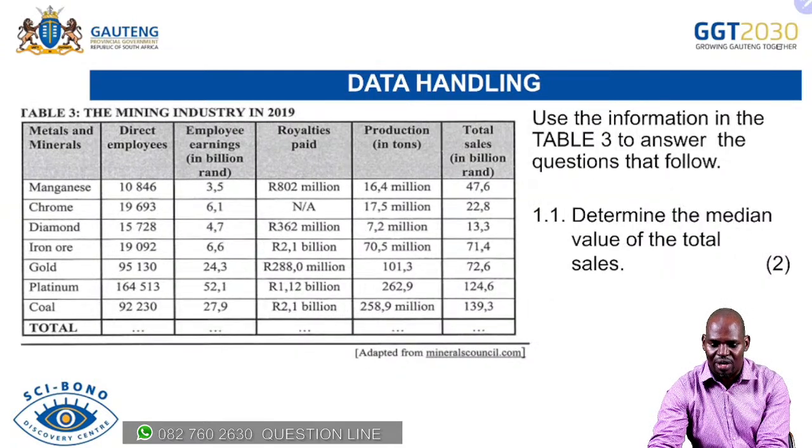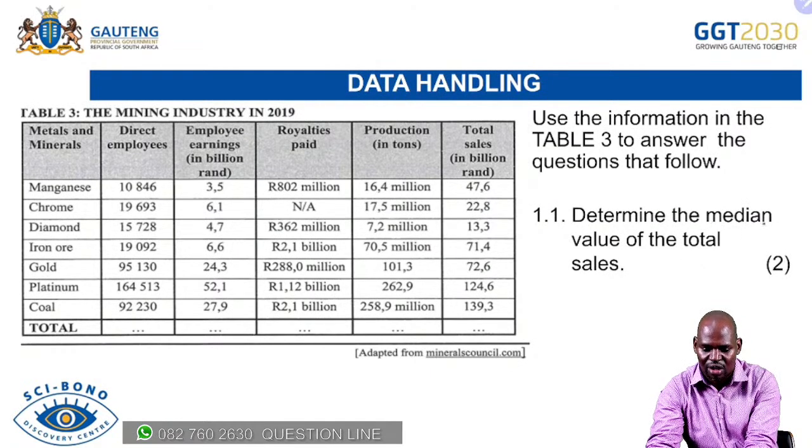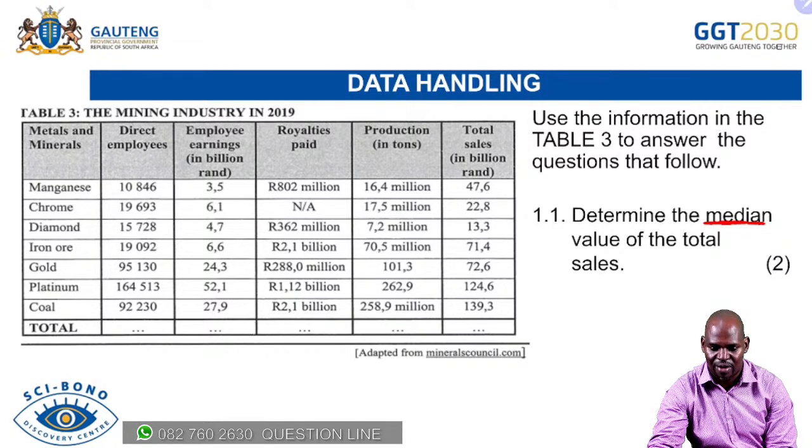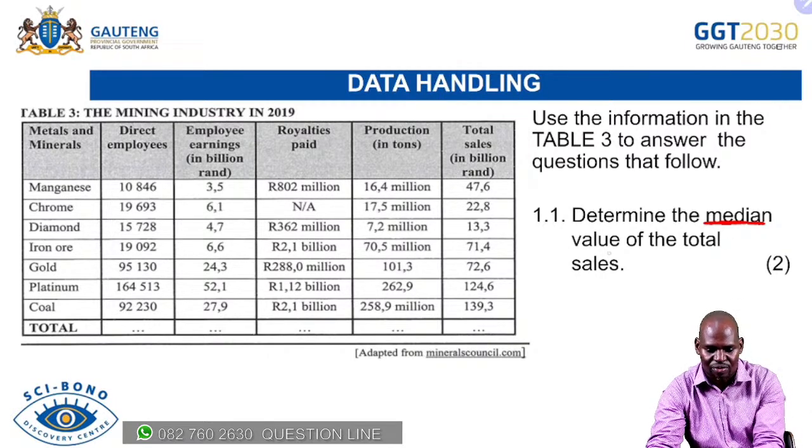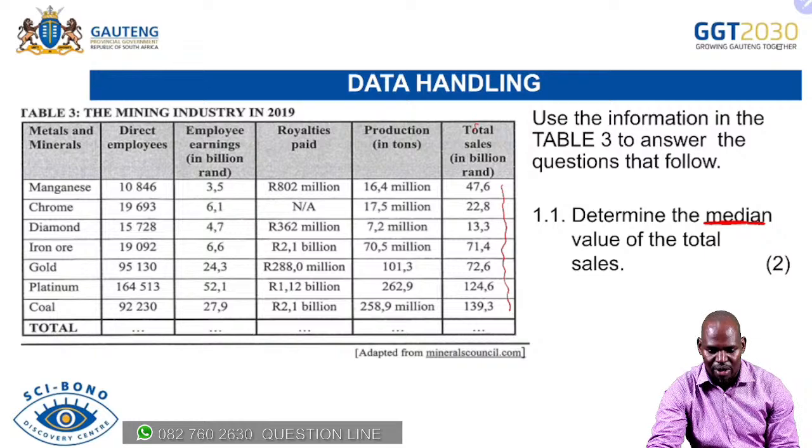1.1, determine the median value of the total sales. Now the median is the middlemost value of the arranged data. That is the median. Then we also have to make sure that we choose the correct column. It can't just be any of them, this one says total sales. There is the column for total sales.